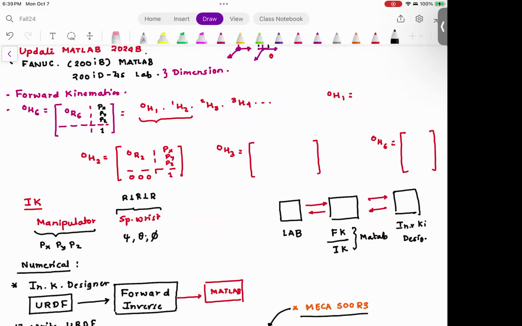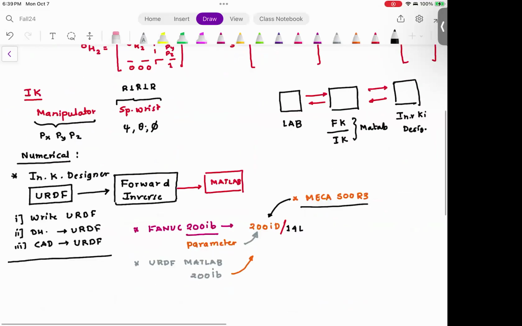Everyone understood this? For the workspace analysis, we really have to meet the limits, right? Yeah. Now, since I wasted so much time.